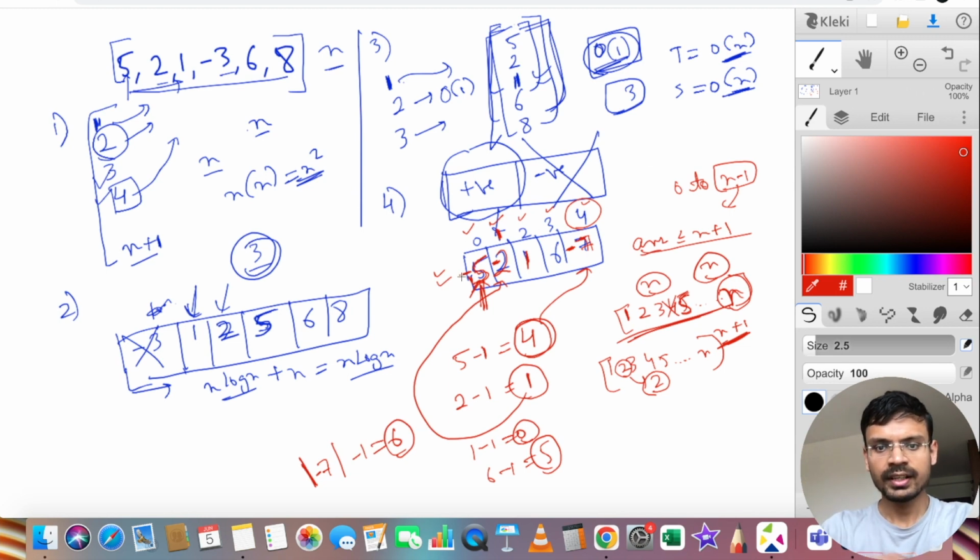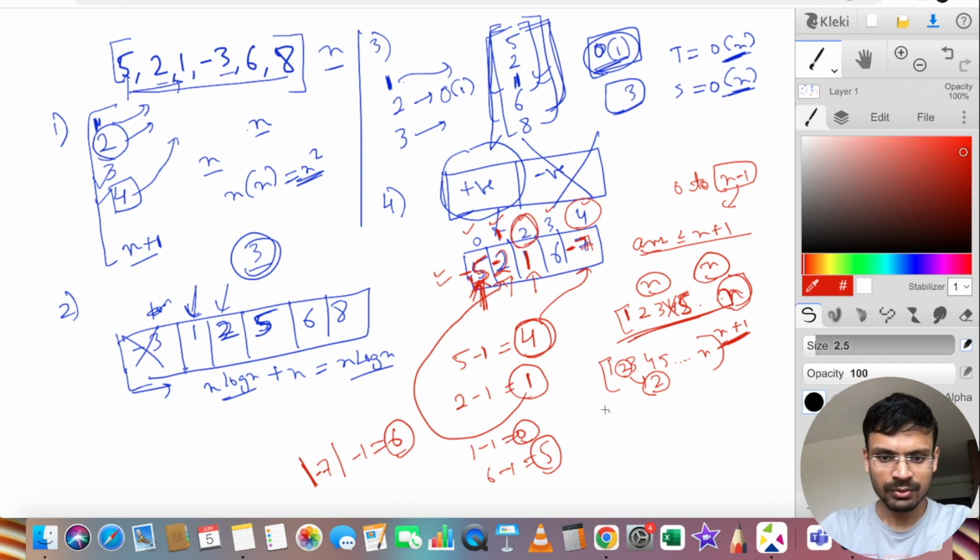Right, so after iterating over the array, what I need to do now is one more iteration of this array and see which element is positive. Here this element is coming as positive. I go to this index, minus 5, it is negative, minus 2, this is negative. Now I come to this one, it is positive, which means this index has not been visited yet.